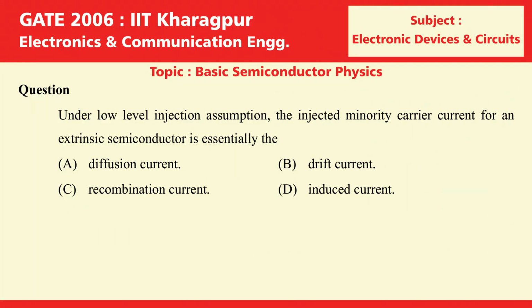This is the question from GATE 2006. The question is, under low level injection assumption, the injected minority carrier current for an extrinsic semiconductor is essentially the. Options are A, diffusion current, B, drift current, C, recombination current, D, induced current.